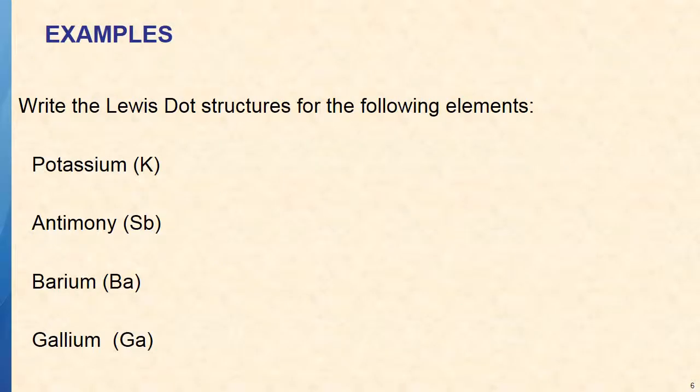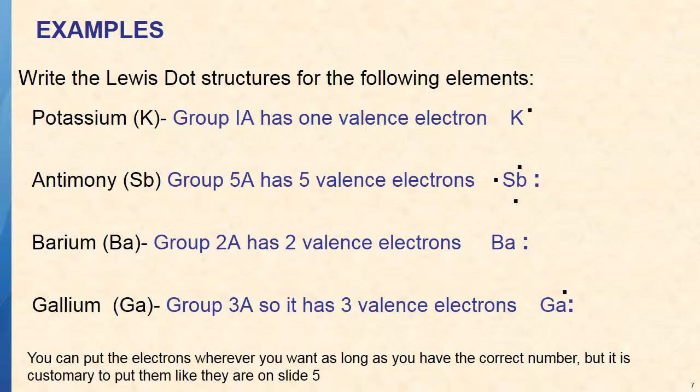All right, so here's something you can take a minute and practice. Write the Lewis structure for each of the elements. You might want to stop it and take a minute and do that, and then check your answer. Okay, so potassium, which happens to be in group 1A, has 1 valence electron, so we just have 1 dot. Antimony is in group 5A, has 5 valence electrons. Barium has 2 for group 2A, and gallium has 3 for group 3A.